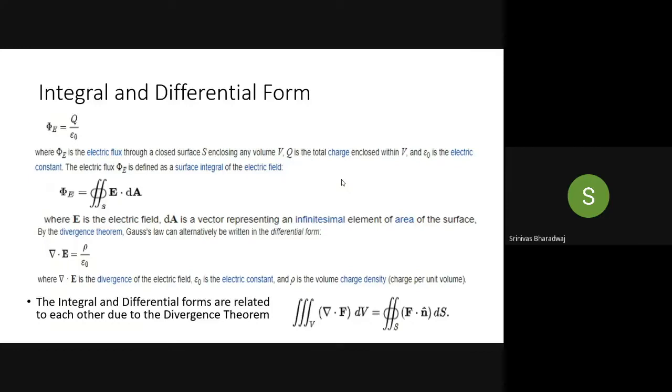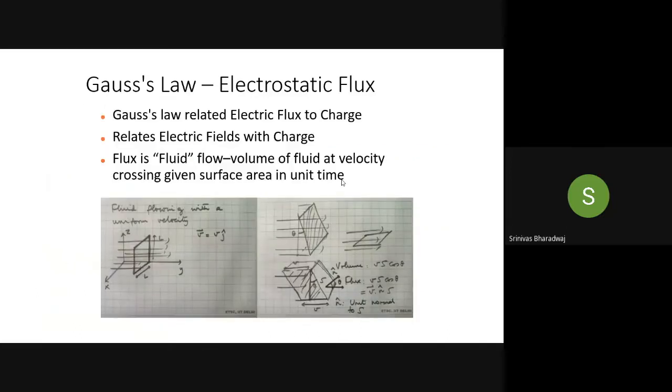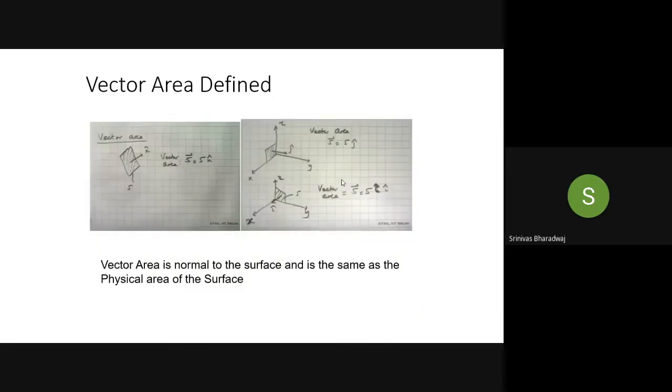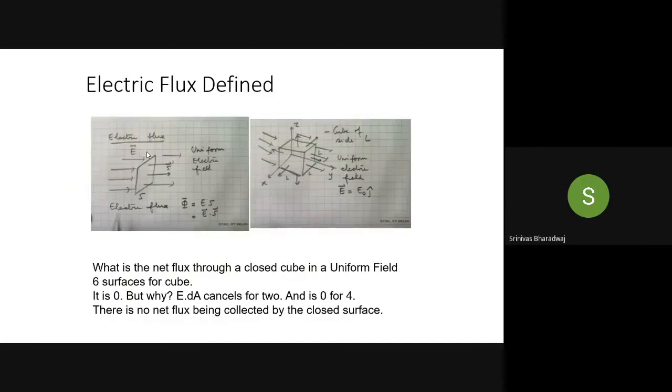Closed integral of E dot dA equals Q by epsilon. There is a divergence theorem, but let's not confuse you with it. In each case, you need to understand dA. dA is always normal to a particular surface. If you had a cylinder with a radius like that, dA will be perpendicular. dA is a vector. On the cylinder, dA will always be normal to the surface in each case, so when you evaluate it, you must keep that in mind. We define it as a vector area, where n is the normal vector. The vector area is normal to the surface, with the same magnitude as the physical area of the surface. You must learn this perfectly and understand it, and then use it to solve the problems.